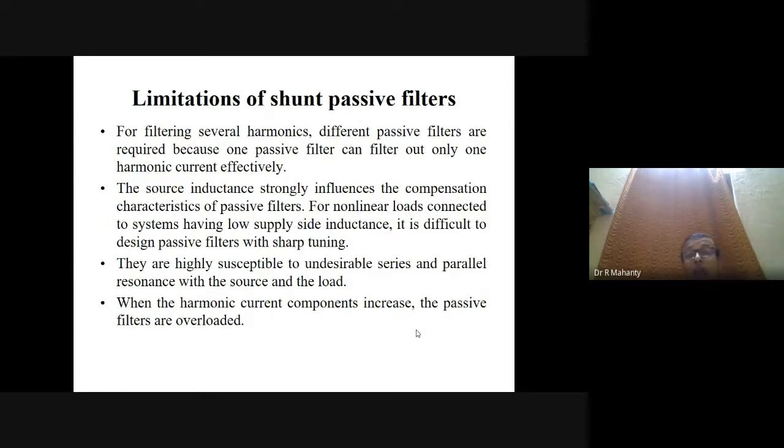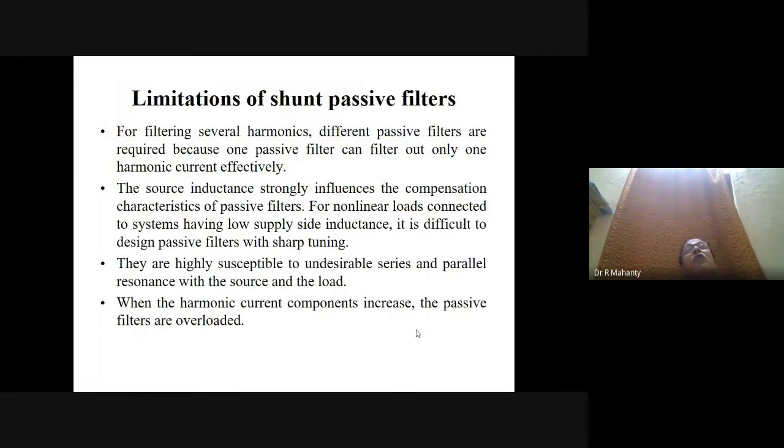In that case, it will be difficult to have an impedance difference between the shunt passive filter and the source, and therefore some of the harmonic currents will flow through the source also. For such a system, it becomes difficult to design a shunt passive filter. And for designing a shunt passive filter, there are several things which we will have to take into account.